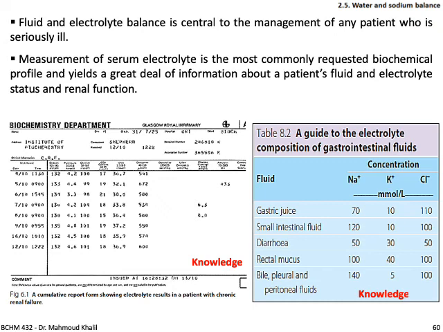You will see from this table how the biochemistry department will have a clinical report. The first figure shows the clinical report of electrolyte results in a patient with chronic renal failure, while the other one will show a guide to the electrolyte composition of GIT fluids.